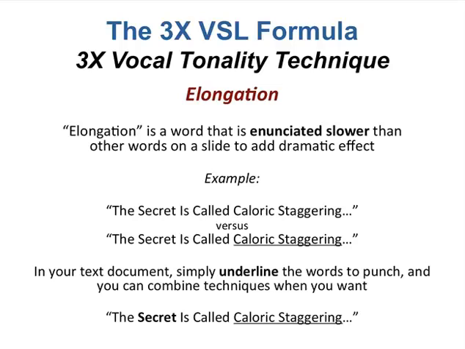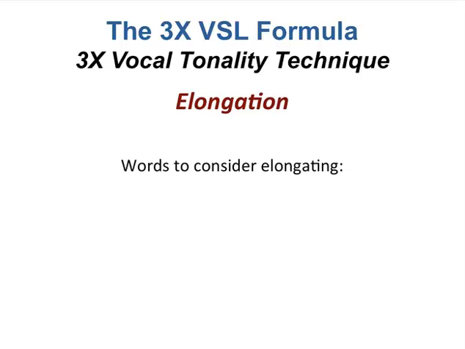So instead of saying the secret is called caloric staggering, I say the secret is called caloric staggering. Now all I've done is punch secret and elongate caloric staggering. See how that works? Okay, elongation words you want to consider. Basically, there are phrases that are specific to benefits. For example, what I just used, caloric staggering, was actually in my USP. That is the driving force behind why my USP's primary benefit works.